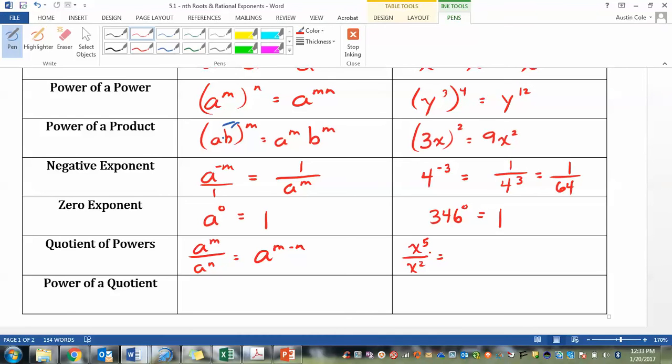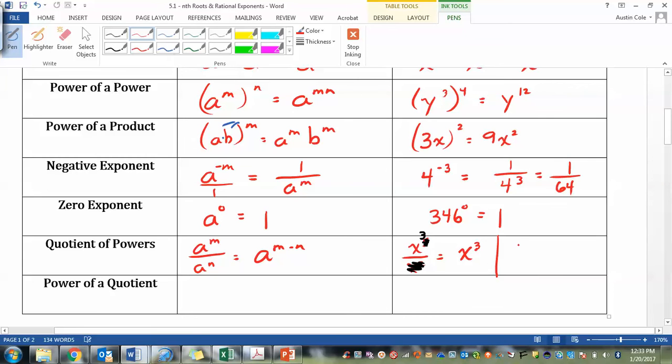Now, I think a better way to do this would be to think about canceling. I can cancel two of those and cancel 2 of those, so now I'm left with 3. So my end result would be x to the 3rd power.